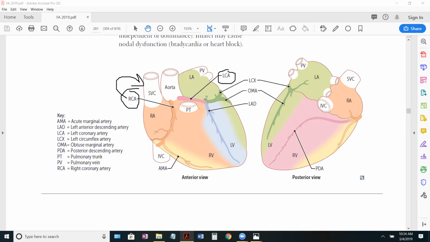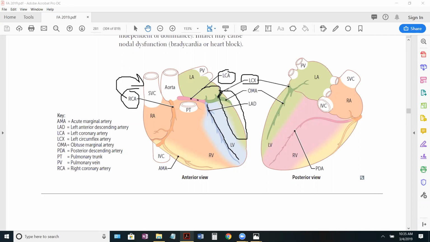So the left coronary artery is supplying the left heart, and it has three main branches. One is the left anterior descending. The other one is the marginal artery, and the other one is the left circumflex coronary artery. It rotates around the margin of the heart and goes back. This circumflex artery is actually supplying the lateral wall of the heart.